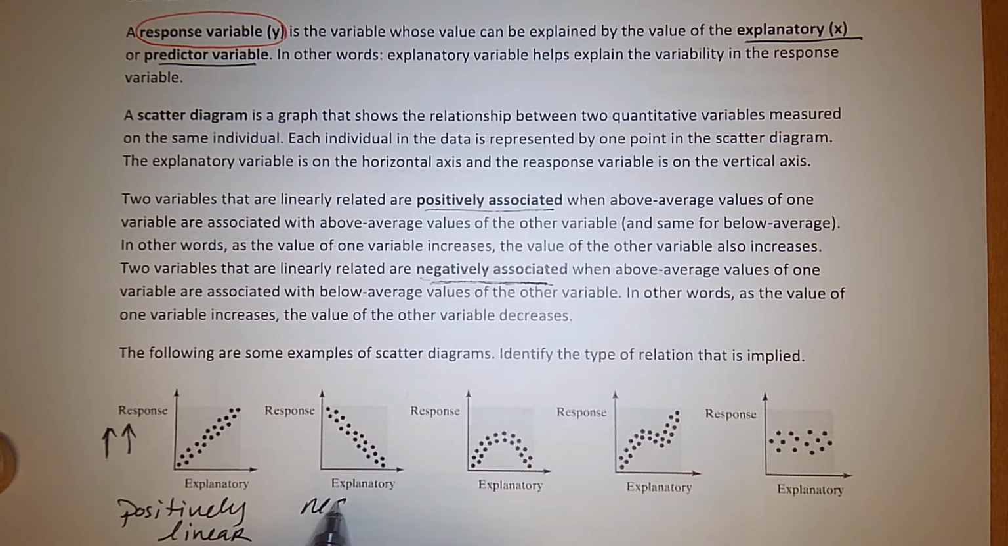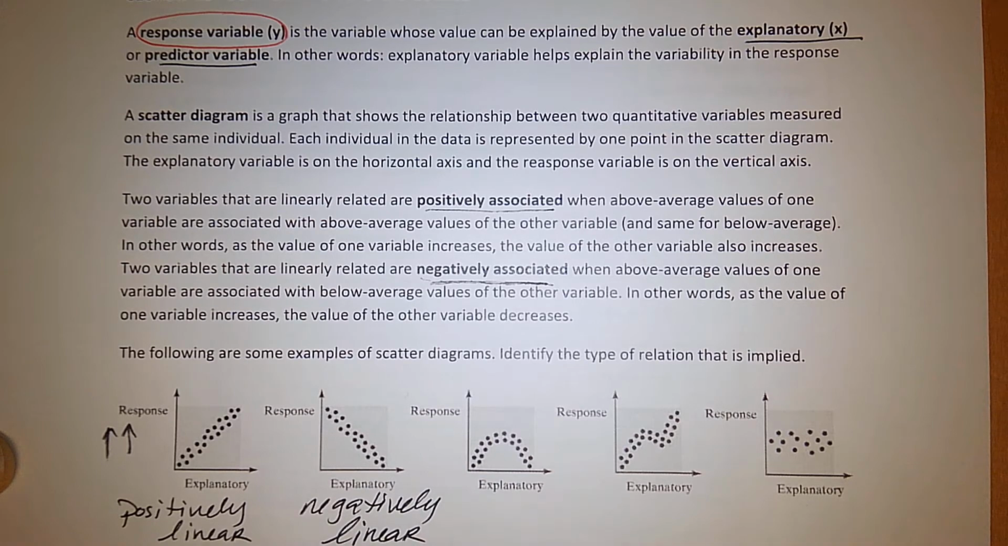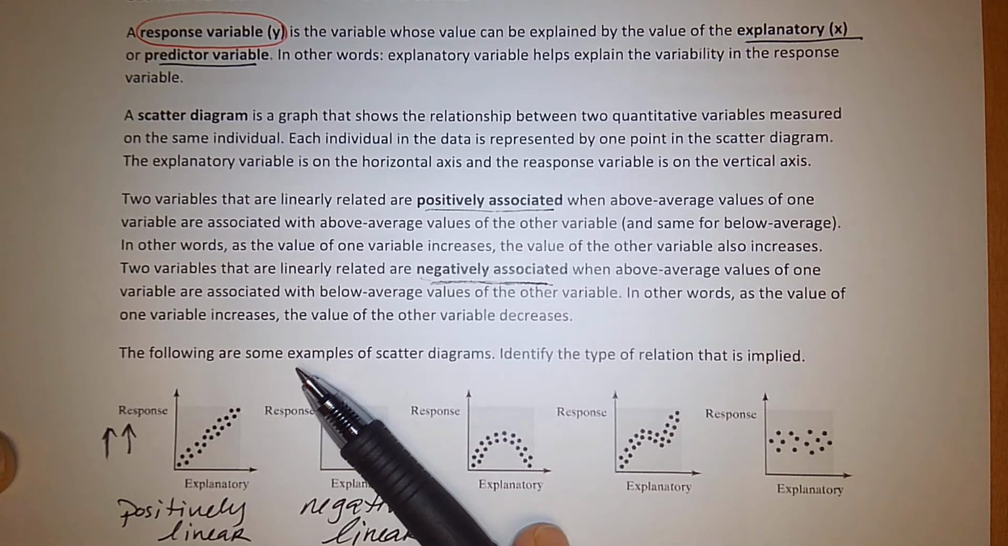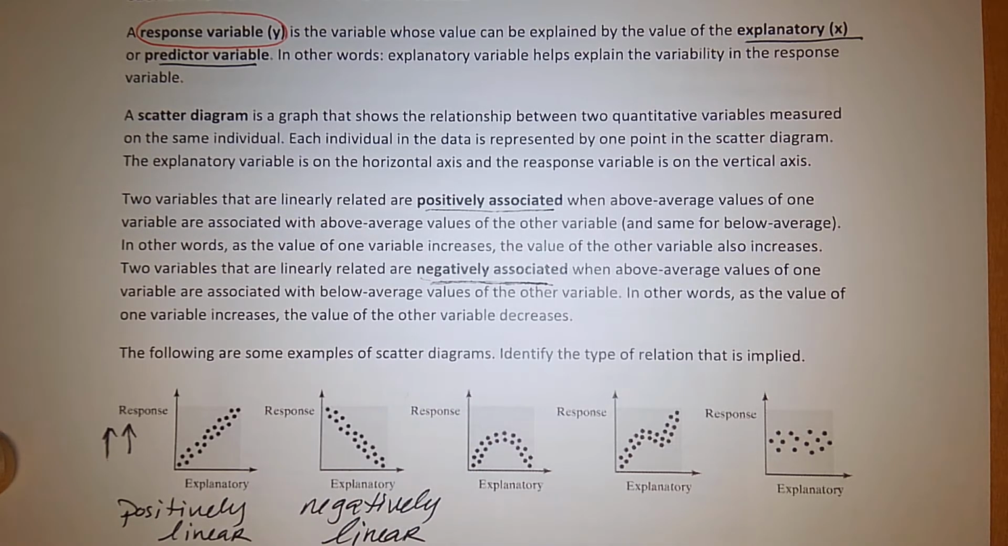This is what we would call negatively linear. Again, it is linear because it does represent a straight line, and they are negative because as the explanatory variable gets bigger and bigger, the response is getting smaller and smaller. So as one gets bigger, the other goes the other direction.